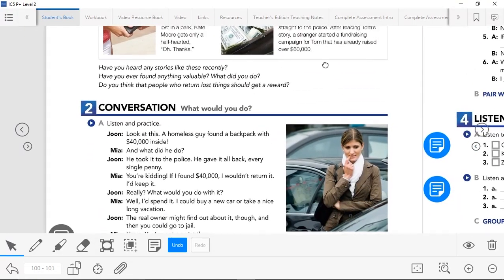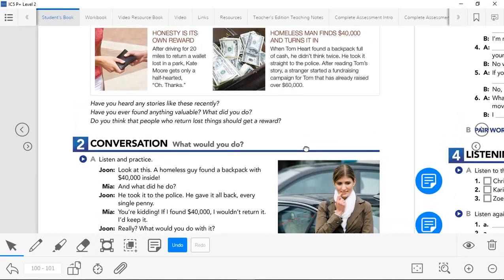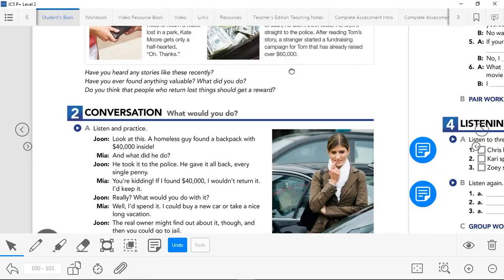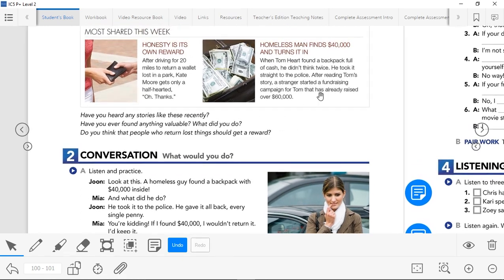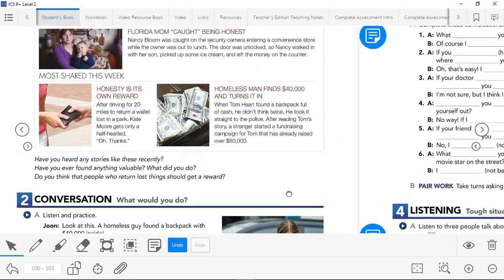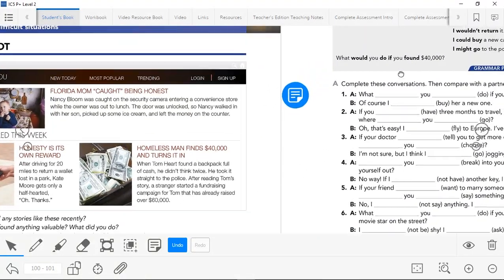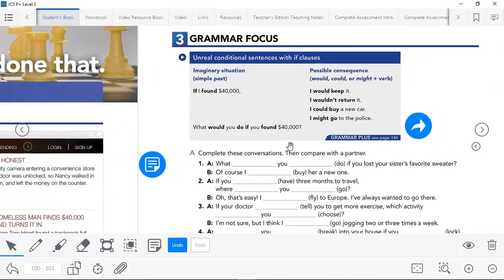But the only thing is that if it was a regular person that found the money and just gave it back, I wouldn't think that something big would have happened. I think this is really surprising because it was a homeless man, someone that really needs money. But, okay, that was interesting. Okay, let's go straight into the grammar for today.